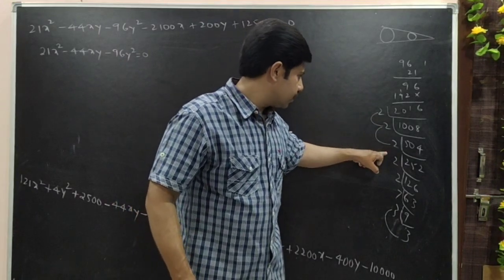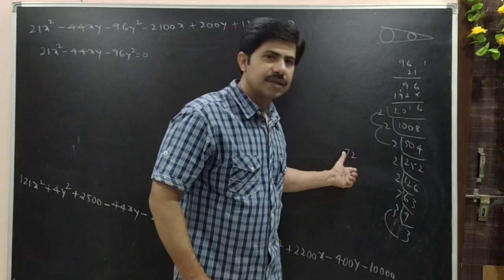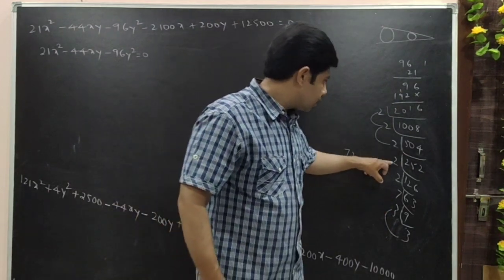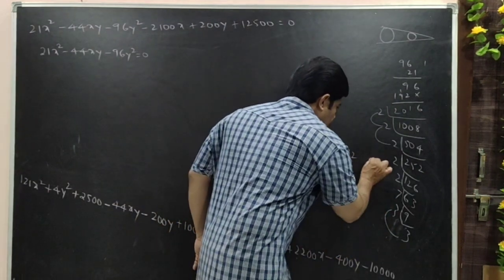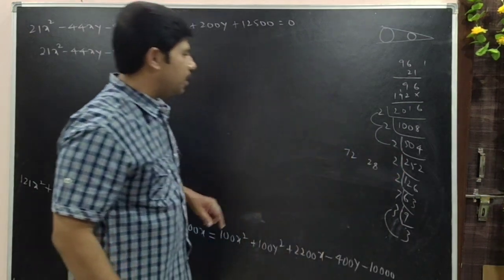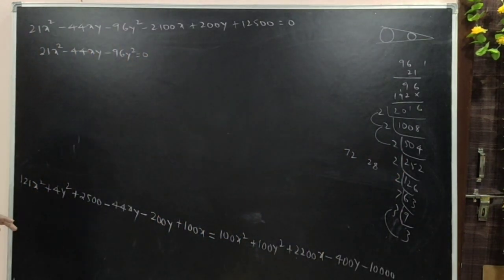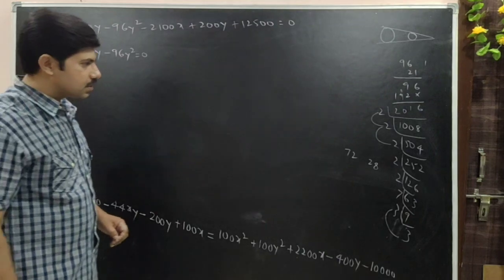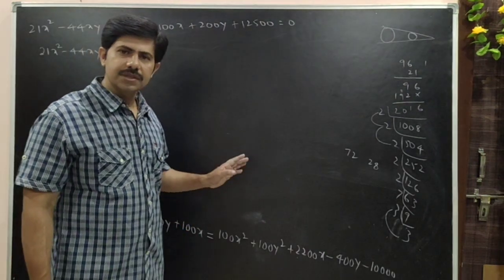2 2s are 4, 4 2s are 8 and 3 3s are 9. 8 9s are 72. And the remaining terms, 2 2s are 4, 4 7s are 28. Now what is 72 minus 28? 72 minus 28 is 44.